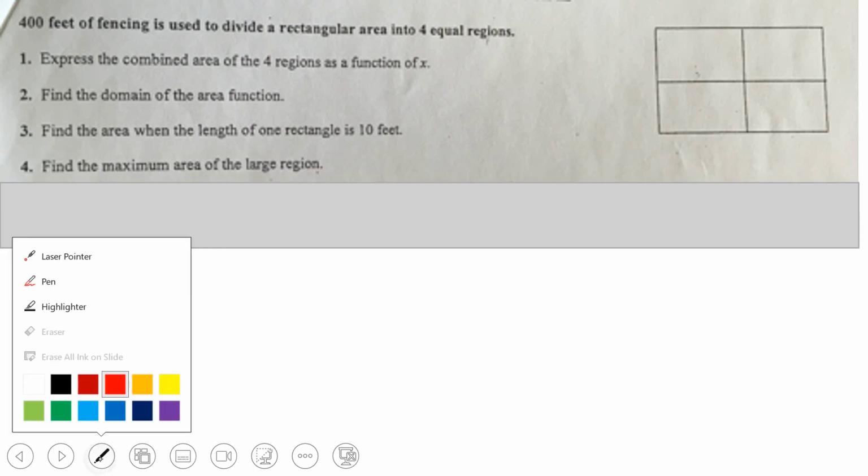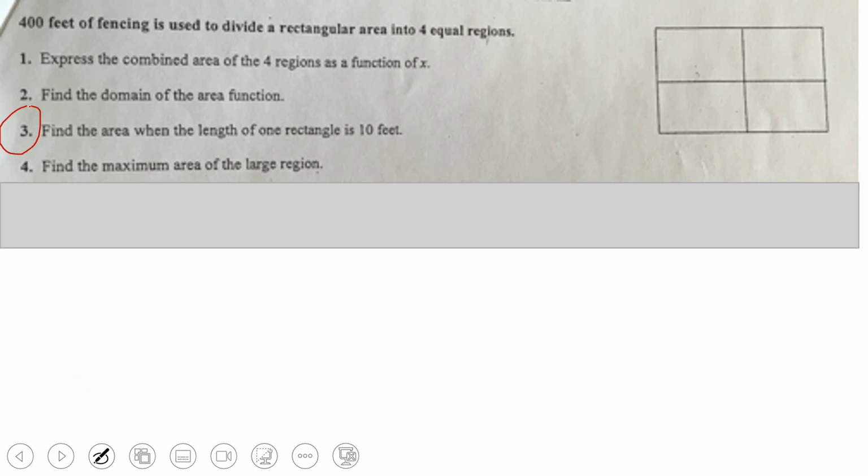So keep this in mind. All right, let's look at number 3 before we talk about the maximum area. Maximum area is going to be a little bit easier. We have that graphing calculator. Right now, we are told that we want to know what is the area of the 4 combined small rectangles when we know the length of one rectangle is 10. So we know this is 10.